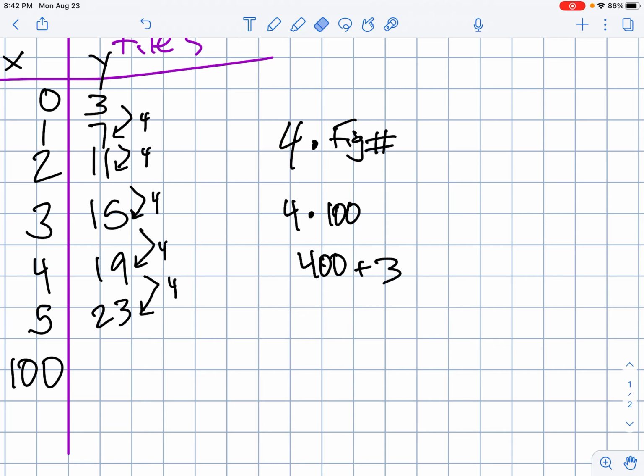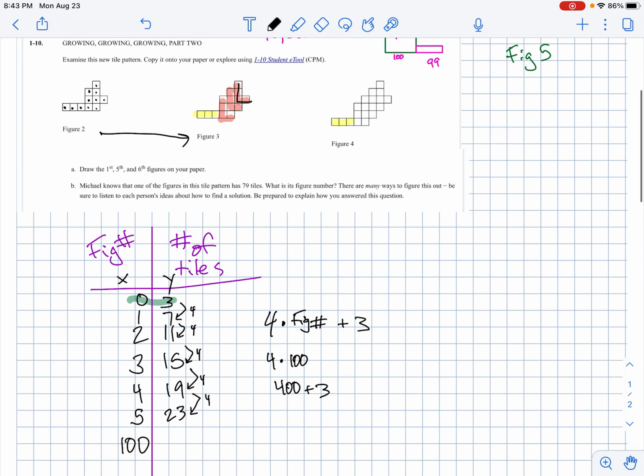One other thing I want you to notice is that you are going to be able to find, oops, that's an eraser, not a highlighter. Okay, right there, that has the number 3 in it. This is not a coincidence. Figure 0 will always tell you the number to add. So when I said that the rule is times 4, and then the other part of the rule is plus 3, it's going to be 4 times the figure number plus 3, and that will get you any one of these figures to know how many tiles are in it.